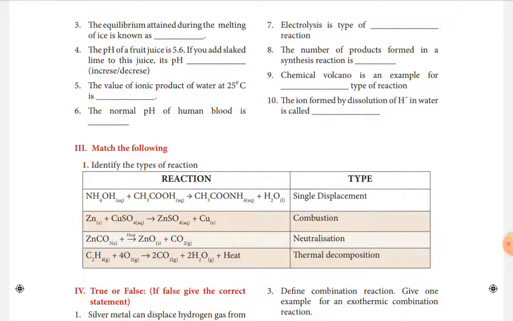Then the seventh one, electrolysis is a type of decomposition reaction. There are 3 types of decomposition: thermal decomposition, electrolytic decomposition, and photo decomposition. So electrolysis is a type of decomposition reaction. The number of products formed in a synthesis reaction is 1. Synthesis, that is a decomposition reaction. Then chemical volcano is an example of decomposition reaction.